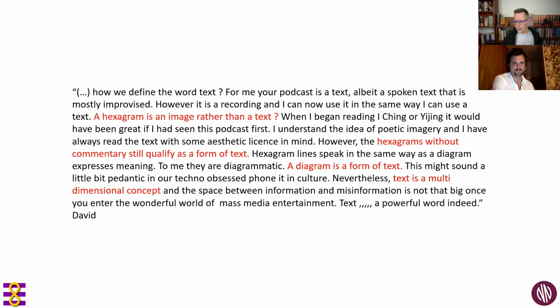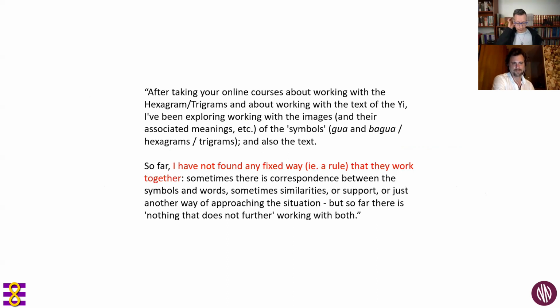And the funny thing, though, is that one of my other students said that after taking your online courses about working with the hexagram trigrams and working with the text of the I Ching, I've been exploring working with the images and their meanings. And he says, so far I have not found any fixed way that text and hexagram work together. But he says, so far there is nothing that does not further working with both. So if I interpret his message correctly, he also thinks that it is not possible to connect hexagram interpretation and text interpretation. And I wonder, where does he get that idea from?